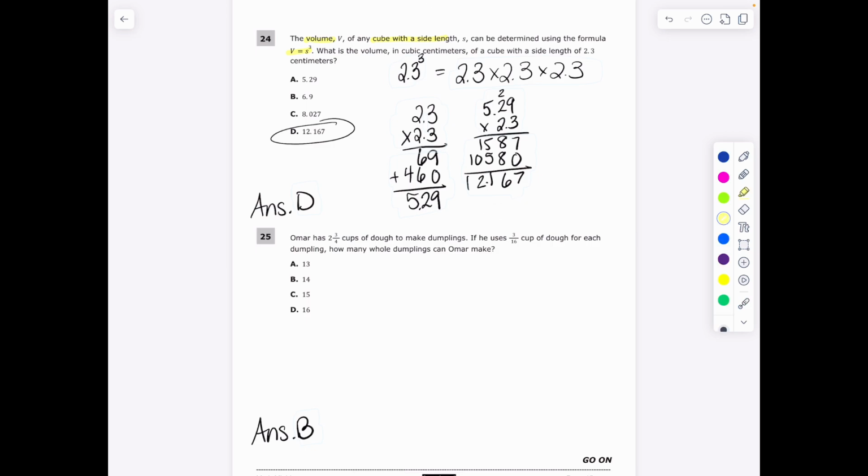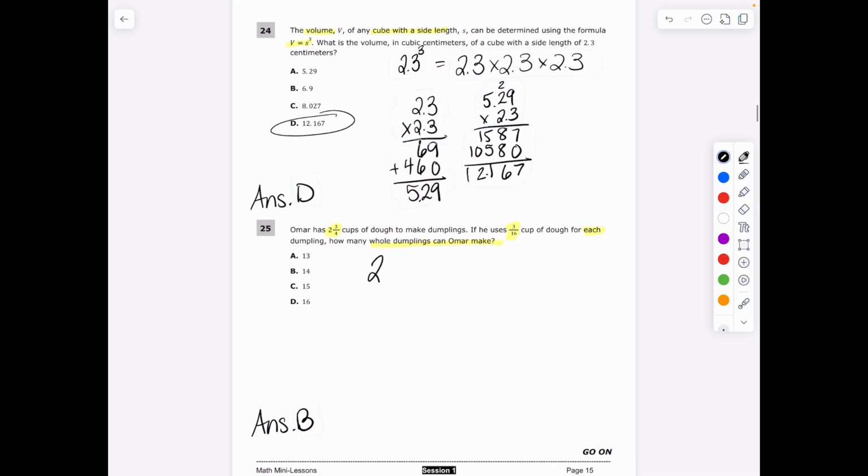Omar has 2 3/4 cups of dough to make dumplings. He uses 3/16 of dough for each dumpling. So this is making me think of division. How many whole dumplings can he make? So I'm going to take all the dough, and we're going to divide it by 3/16. Not the friendliest of numbers. Let's start by changing this to an improper fraction. 4 times 2 is 8. 8 plus 3 is 11. So I have 11/4 divided by 3/16.